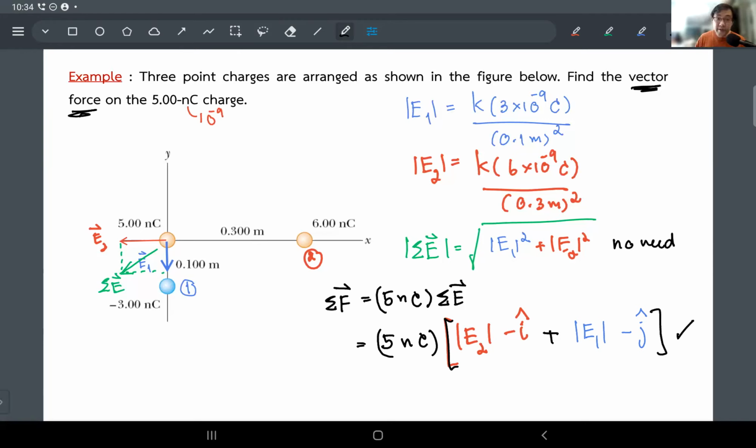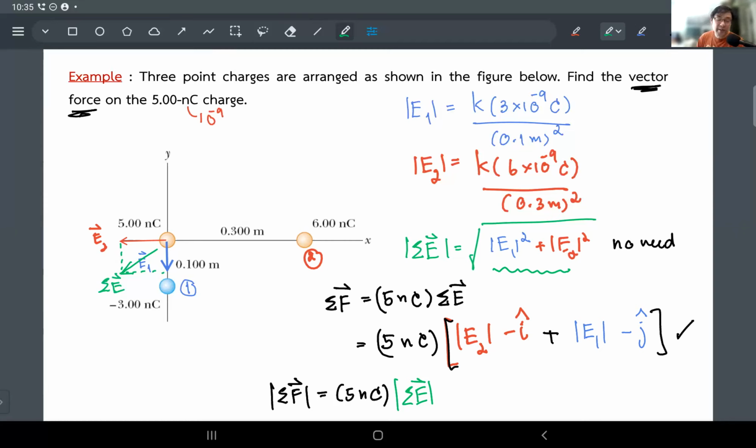However, if they are asking you to figure out the net force magnitude, it's easy too. You just take that charge, 5 nanocoulomb, and multiply by the magnitude of the field at that point as well. Of course, you need to do that Pythagorean theorem. However, this exercise just showcases how simple it is to get from the E to the F. Just take the charge and multiply the fields at that point. Sounds good?